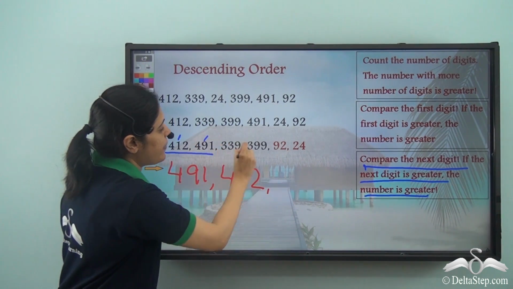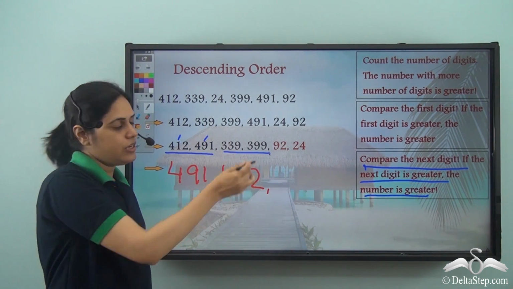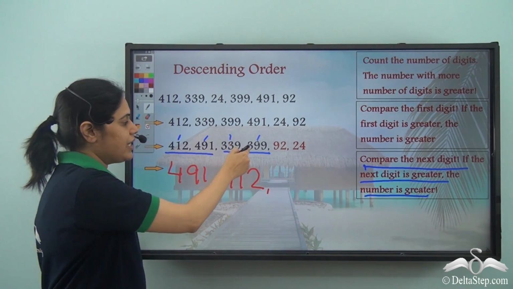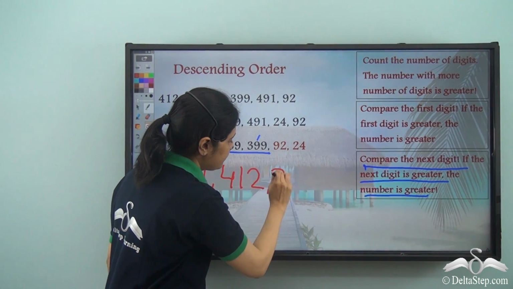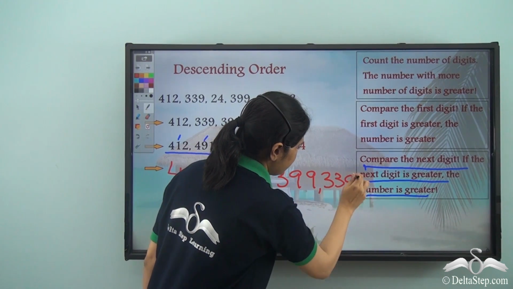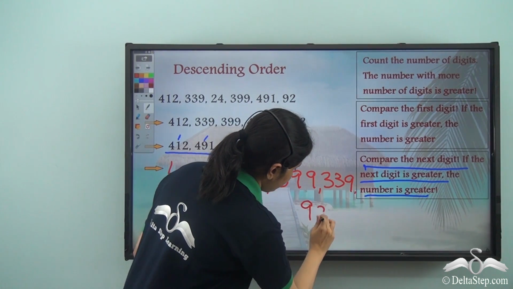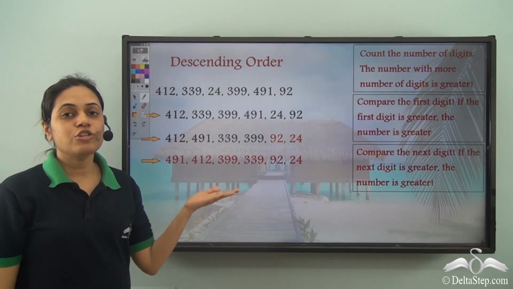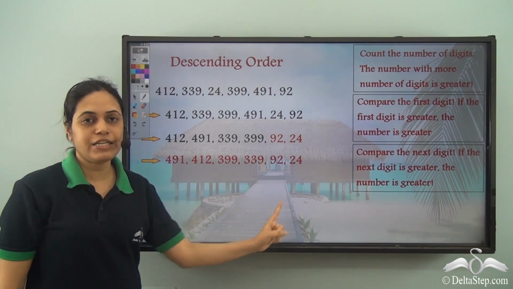Next, I compare these two. So the first digits are 3 and 3. So I go to the next digits, which are 3 and 9. 9 is bigger than 3. So 399 is bigger than 339. And then I have 92 and 24. So this is what we have. These are the numbers arranged in descending order.